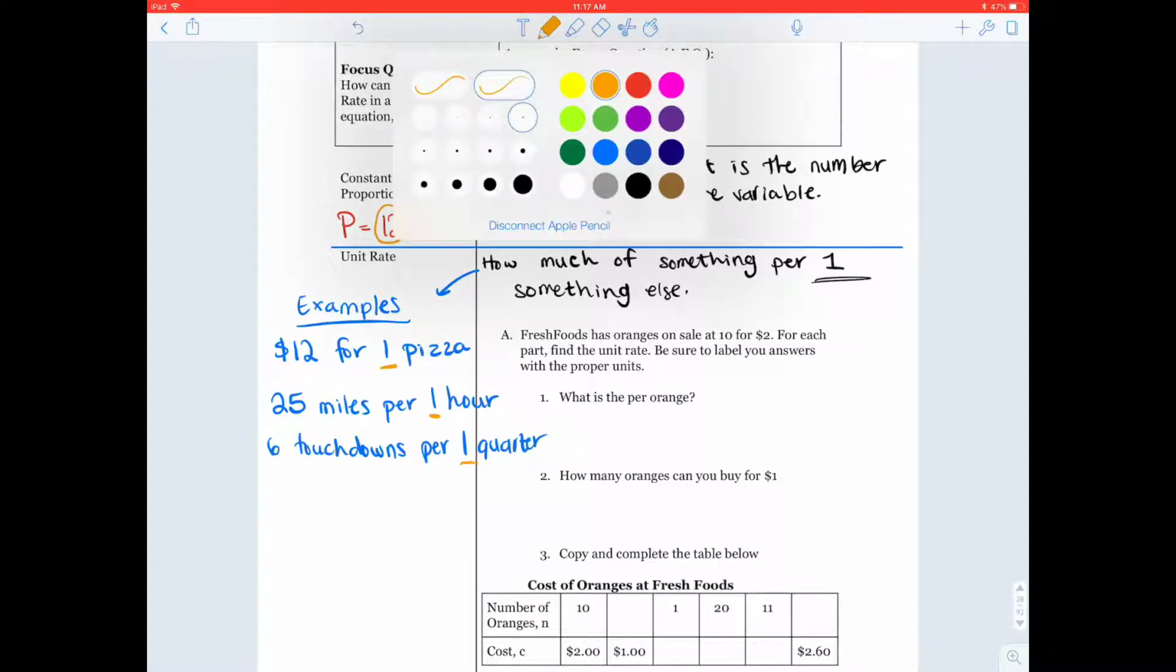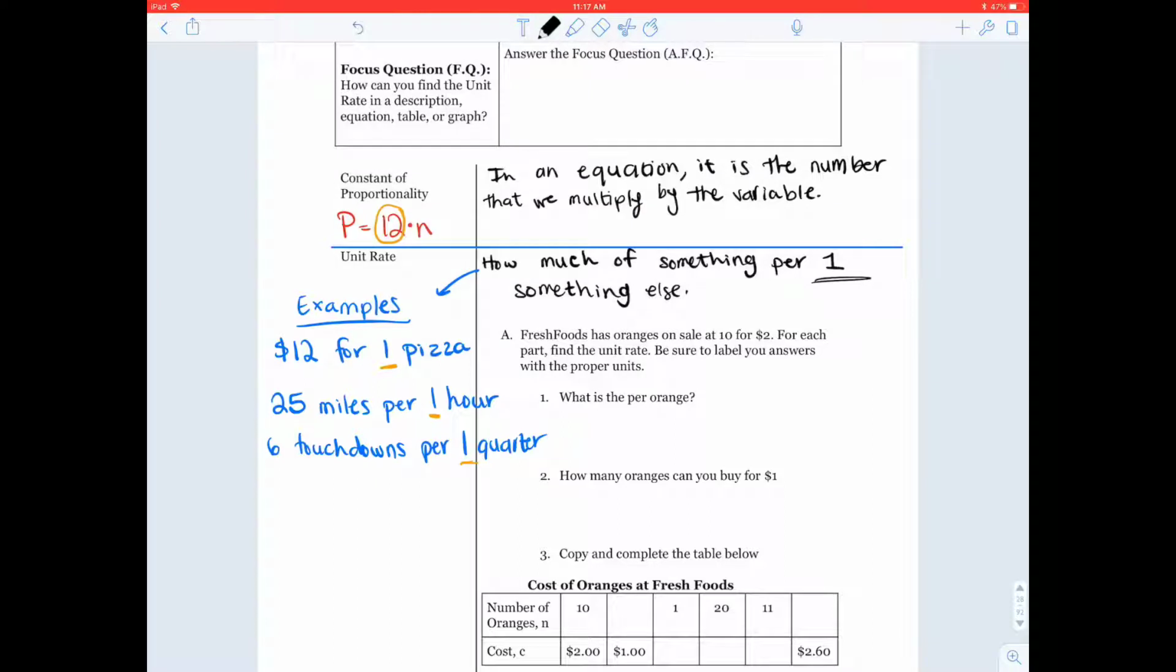We are on question A. It says Fresh Foods, I almost said Fresh Fruits. Fresh Foods has oranges on sale at 10 for $2. So 10 oranges for $2. I'm going to write that down underneath here. 10 oranges for $2. For each part, find the unit rate. Be sure to label your answers with the proper units.